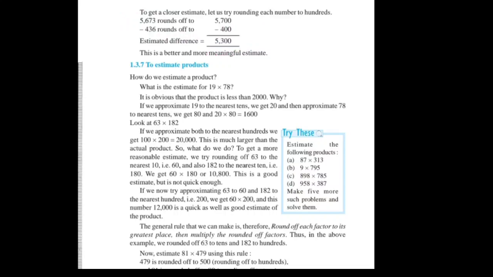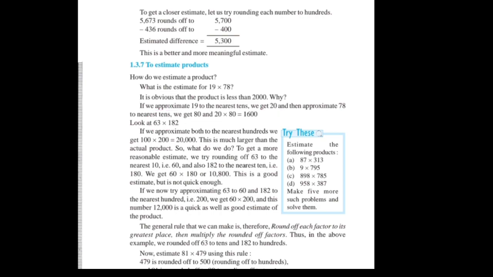So to estimate the product, what is the estimate of 19 multiplied by 78? See, if we approximate 19 to the nearest ten, then we get 20, and then approximate 78, it's 80. So 80 multiplied by 20 equals 1600. Look at one more example, 63 multiplied by 182.